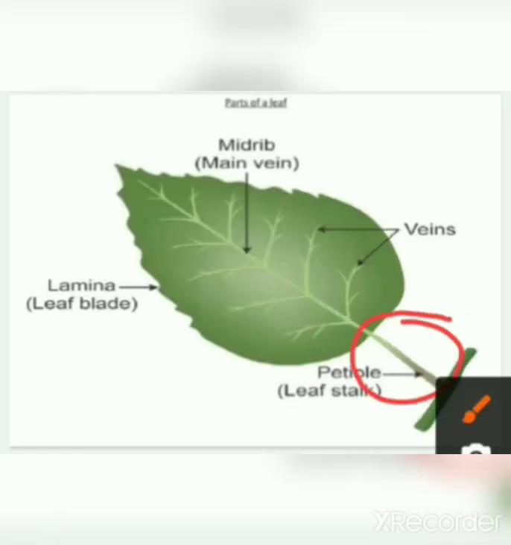This part of the leaf is called the petiole or stalk. The stalk of the leaf attaches the leaf blade to the rest of the tree, that is the stem. And this part helps in the supply of water and food to the stem. So children, this part is called the petiole or the stalk of the leaf. It helps in the supply of water and food, and it attaches the leaf blade to the stem.